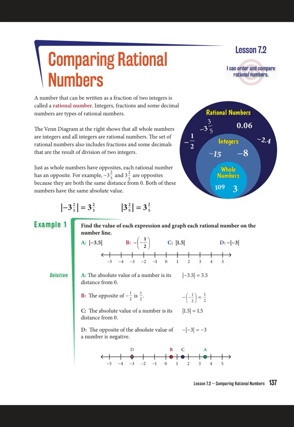For example, negative 3 2/5 and positive 3 2/5 are opposites because they are both the same distance from zero. Both of these numbers have the same absolute value.